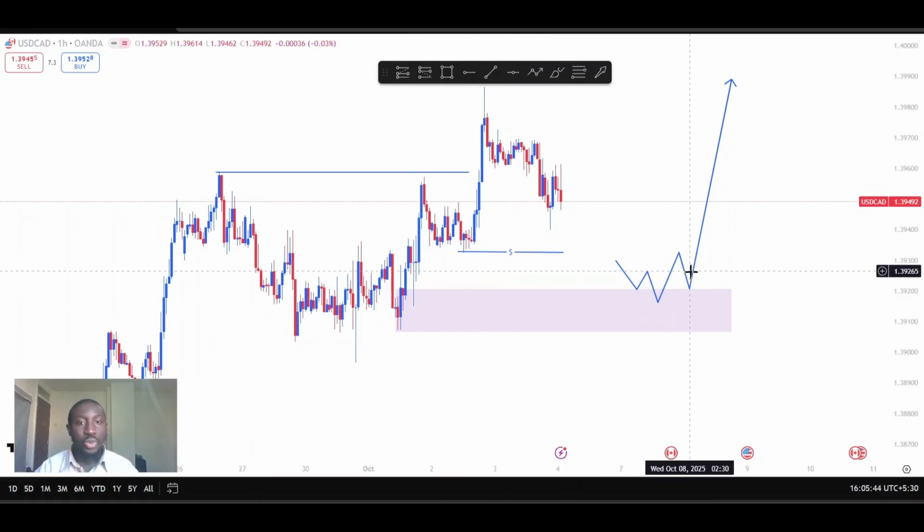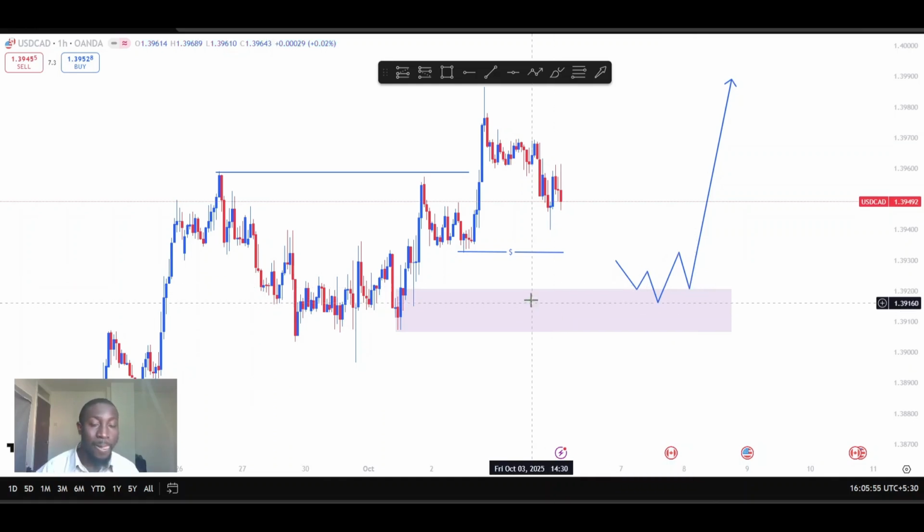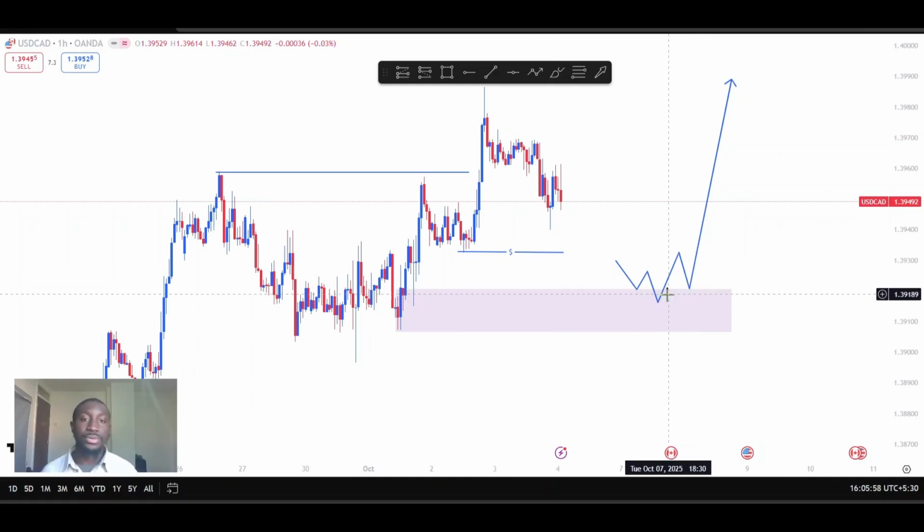Wait for a change of character first in the lower time frame, because we're in the 1 hour time frame now on USD CAD. So wait for a change of character first in the lower time frame, about 15 minutes, 30 minutes, or I don't know, 45 minutes. Wait for a good change of character first around there before you execute. Don't just set a limit here. If you set a limit here, you're at your own risk.